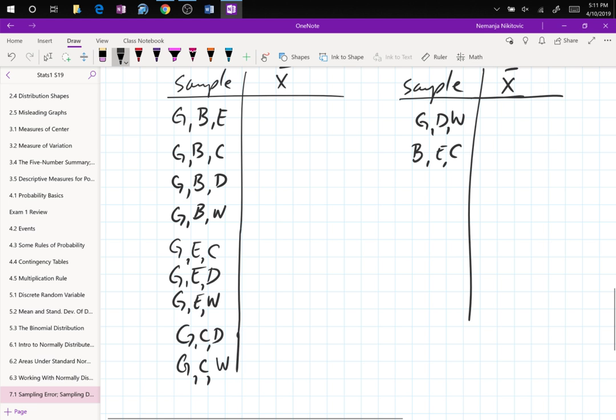BEC, BED, BEW. A holy nightmare. Okay, we're at BEC, BED, BEW, BCD, BCW. Yeah, this is going to be much worse, actually. I lied. And then BDW, and we're done with B's. Nice.